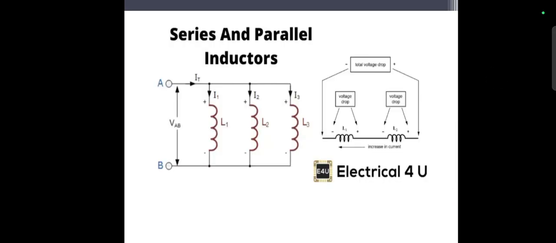Series and parallel inductors. Now we see the voltage and L1, L2, L3. These are connected in parallel. Now we see the series connection of the inductors.